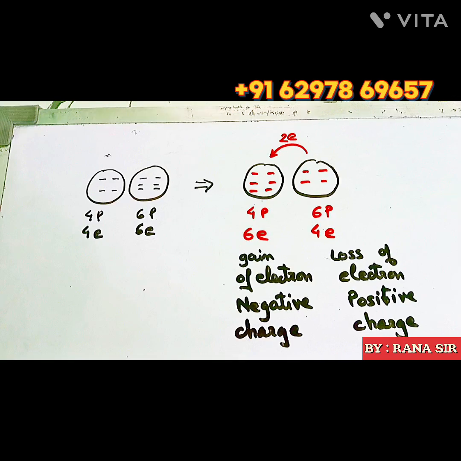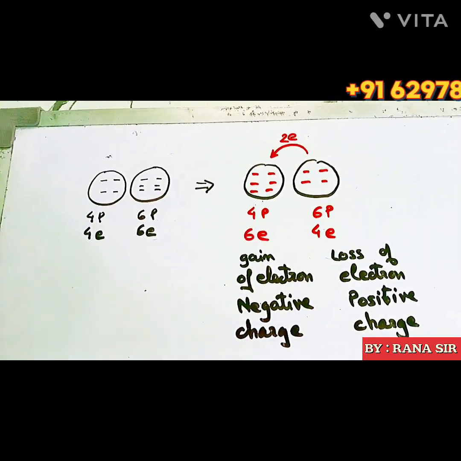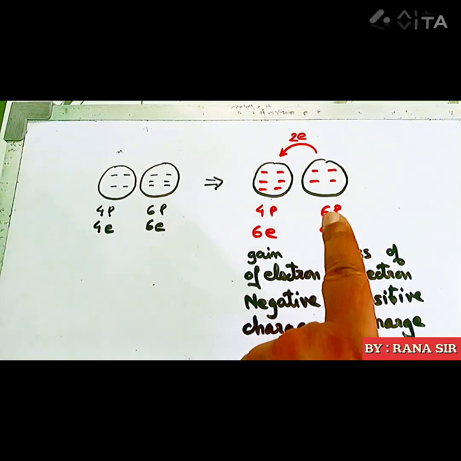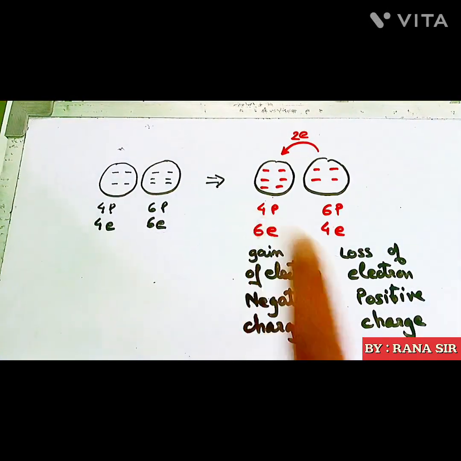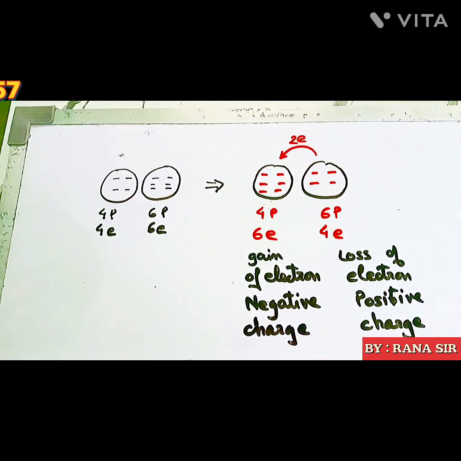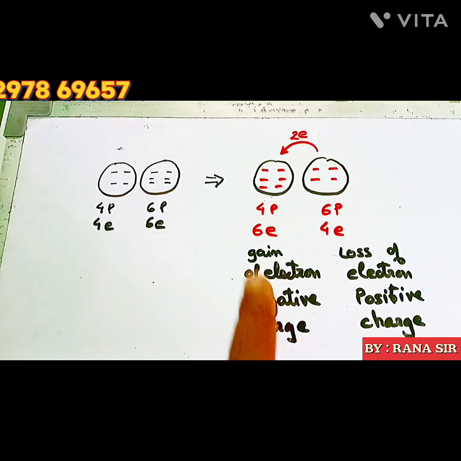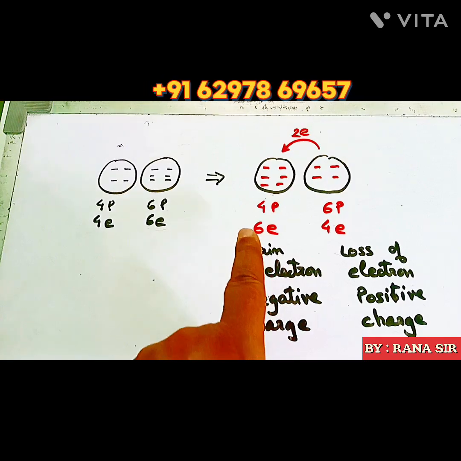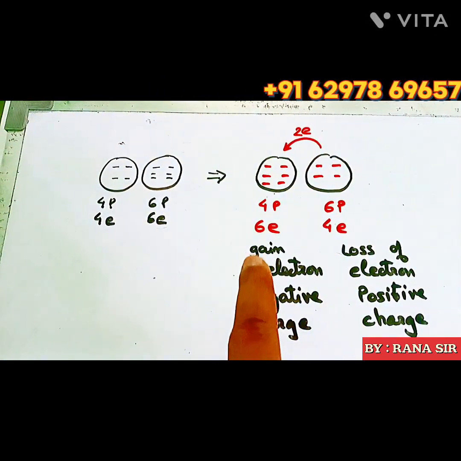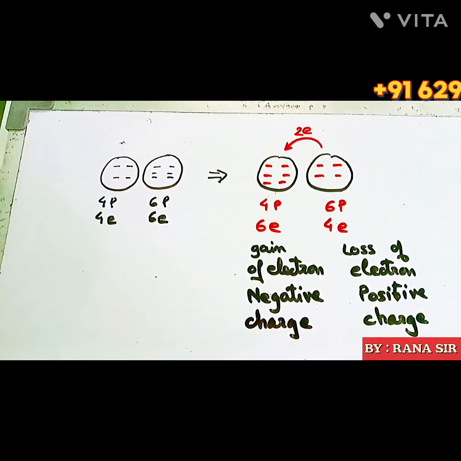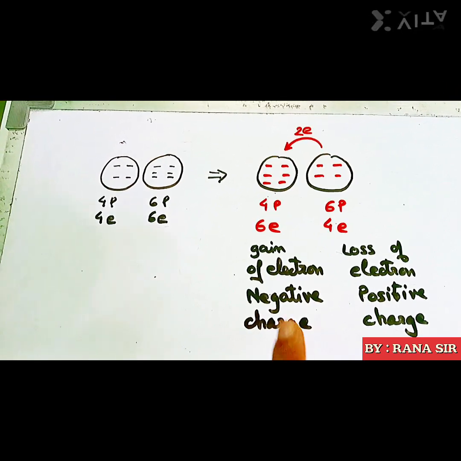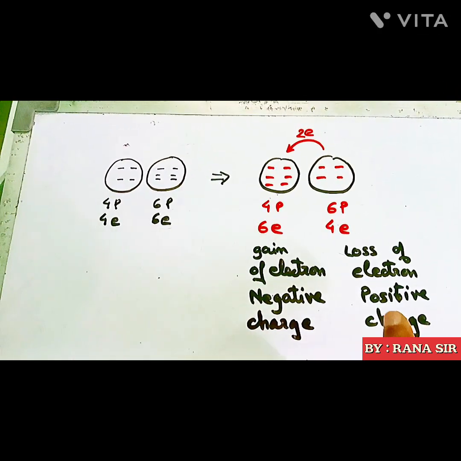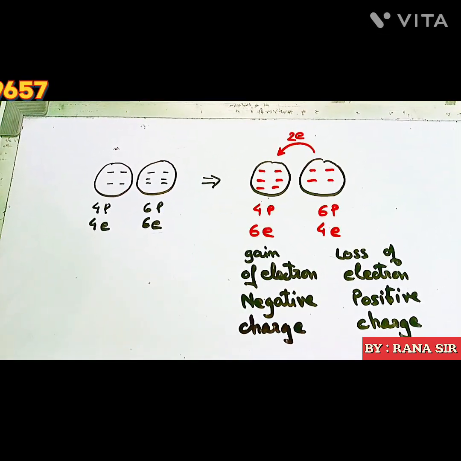What happens now? Protons remain the same. There is no change in the protons. So body B has 6 protons, but 2 electrons go from body B to body A. So now its electrons become 4. And here there is a gain of electrons. 4 electrons plus 2 electrons, that's 6 electrons, and protons are 4. So there are more electrons, hence it is negatively charged. Less electrons, hence it is positively charged.